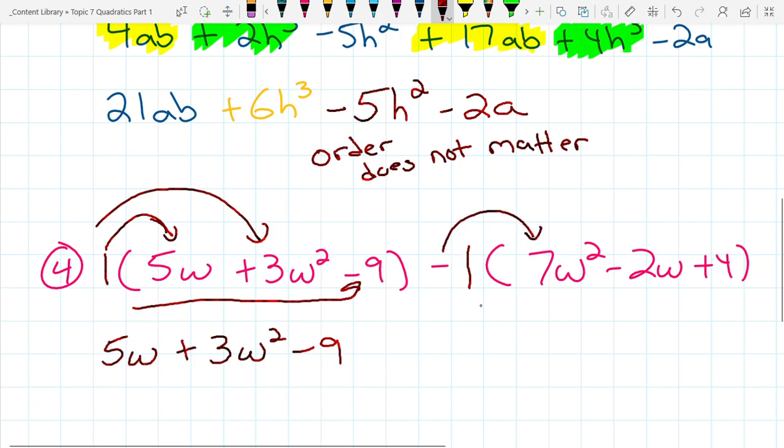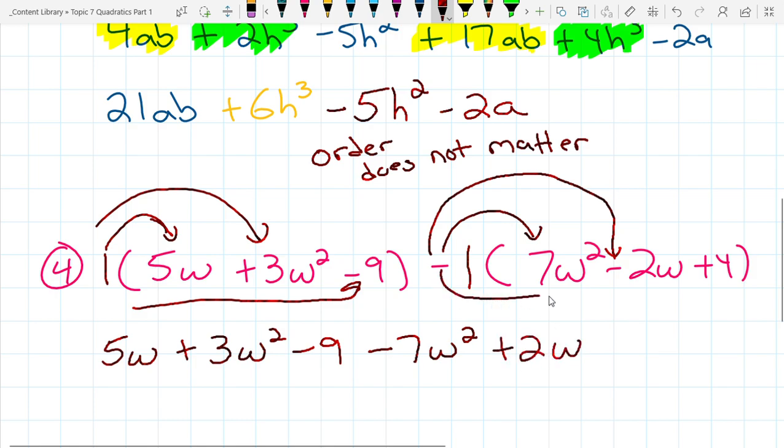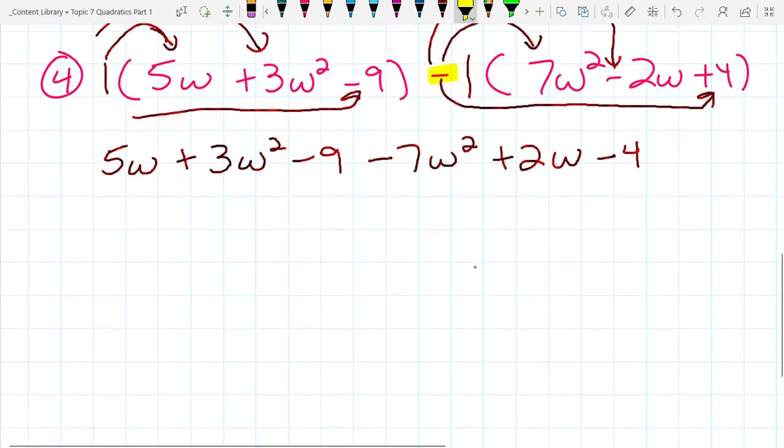So you have a negative 1 times a 7w squared, which is a negative 7w squared. You have a negative 1 times a negative 2w, which gives you a positive 2w. And then you have a negative 1 times a positive 4, which gives you a negative 4. So the key thing to remember is that you were multiplying with the negative on that second parentheses.